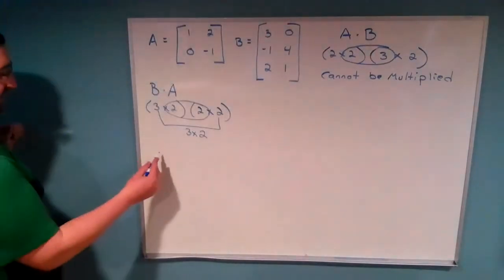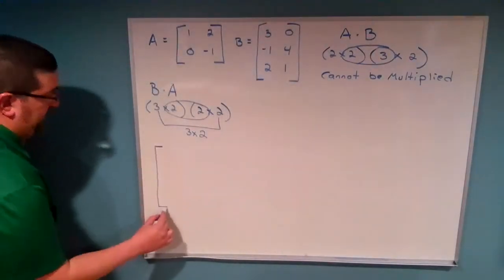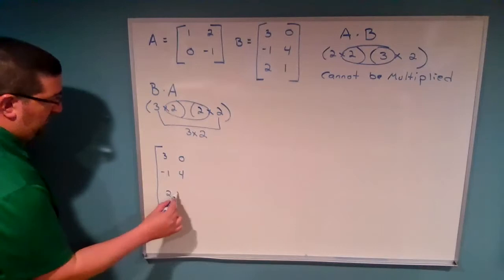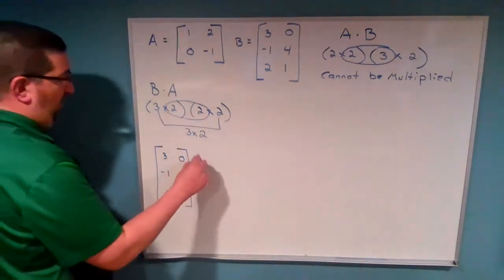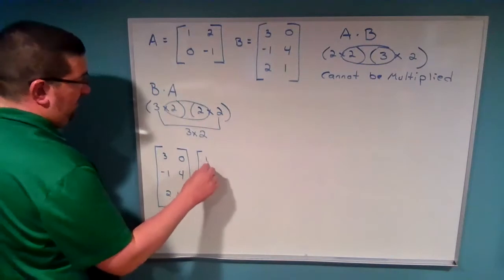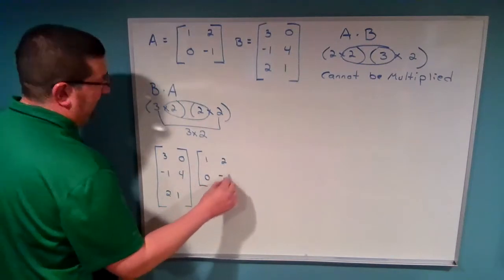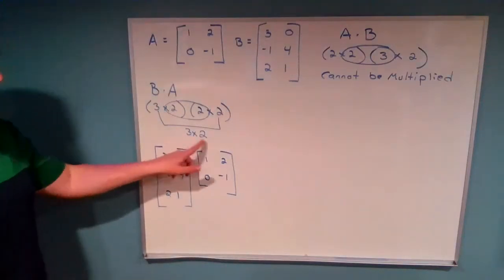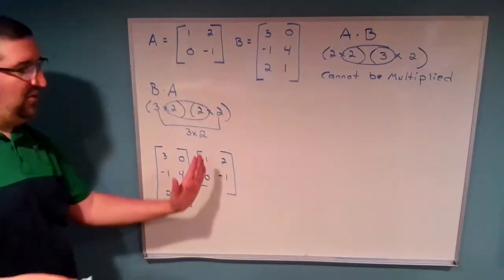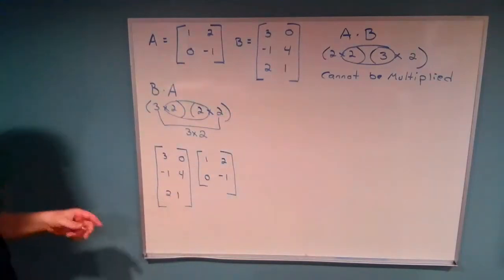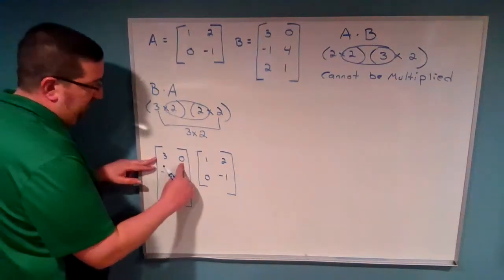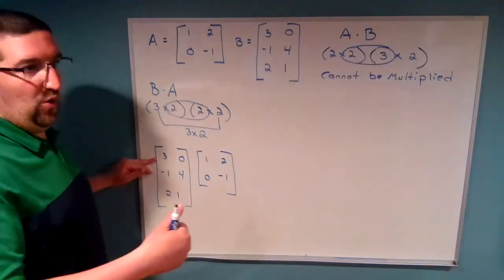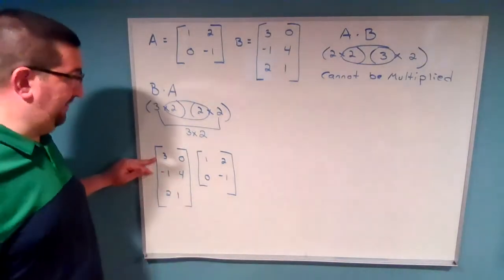So I'm just going to rewrite. I'm going to start with B. 3, 0, -1, 4, 2, 1. I hope I have enough room to show this to you. 1, 2, 0, -1. Okay, so our resulting matrix is going to be a 3 by 2. We're going to have 3 rows, 2 columns. That is formed by taking the first row, multiplying it by the first column. That is going to be entry row 1, column 1 of our resulting matrix.